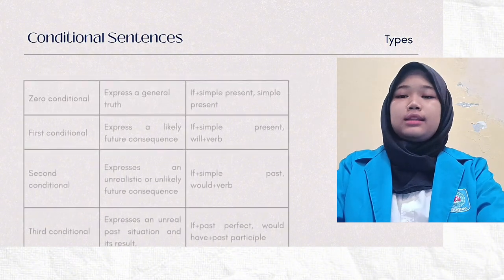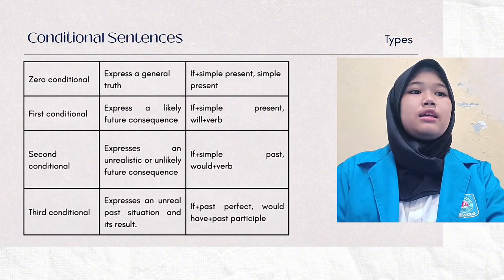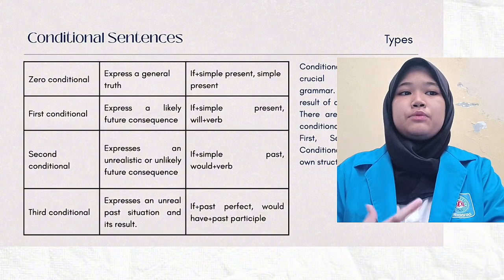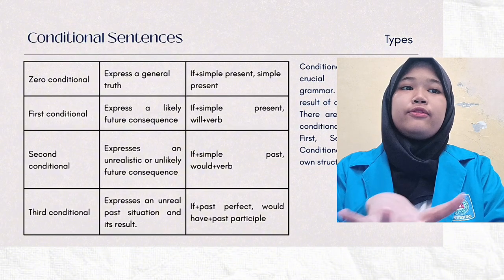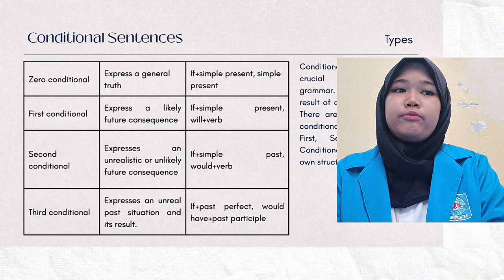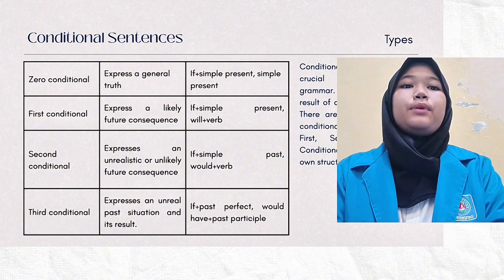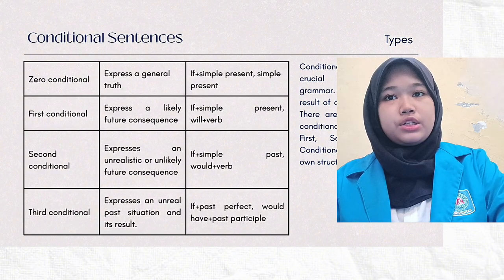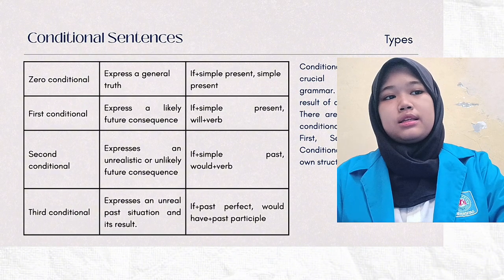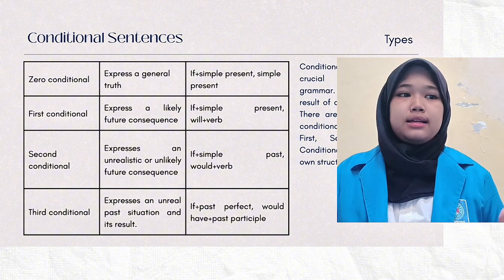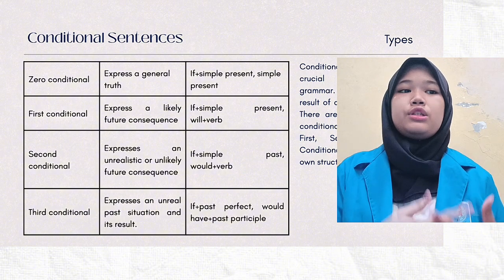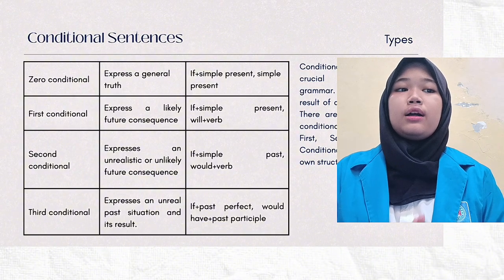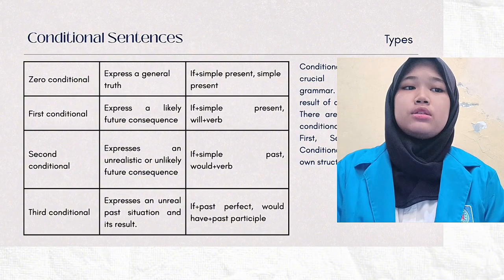So, these are the types of conditional sentences. There is the zero conditional. That means we express a general truth, and the formula is if plus simple present, simple present. Okay, next is the first conditional. The first conditional expresses a likely future consequence. Next is the second conditional. The second conditional expresses an unrealistic or unlikely future consequence.